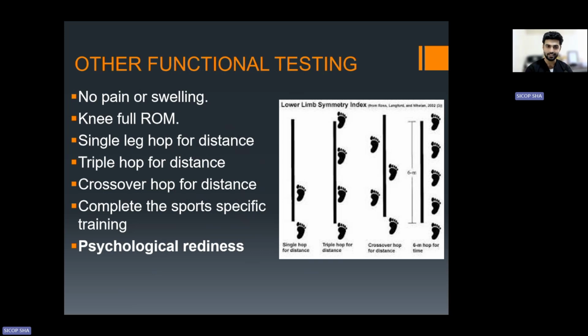Now consider we test an athlete who is 9 months post-op. His isokinetic testing and isometric testing show 90 to 95% symmetry for the quadriceps testing. Good. According to criteria, he's able to return to sports. But while doing the functional testing, if his affected leg's distance for the single leg hop, triple hop, or crossover hop is not matching 90 to 95% symmetry compared to the contralateral limb, he's not ready. So functional tests are also important along with the isokinetic training and isokinetic testing. So we should consider the functional testing as well.